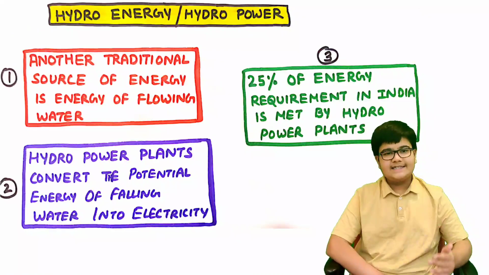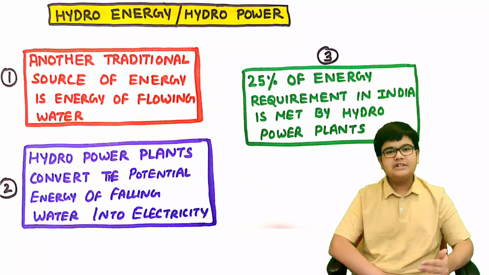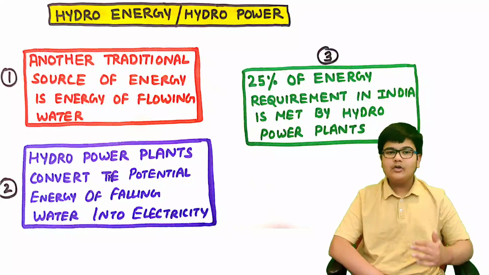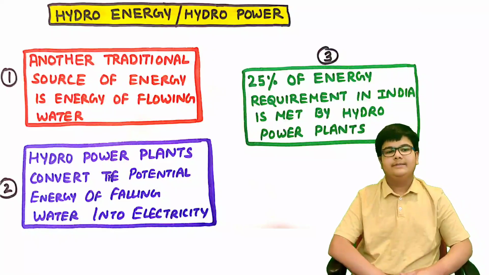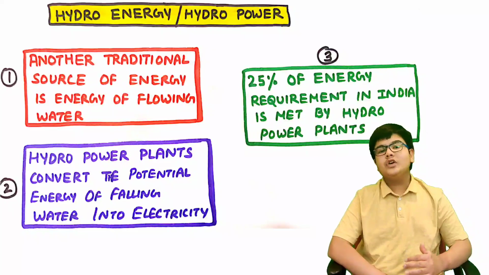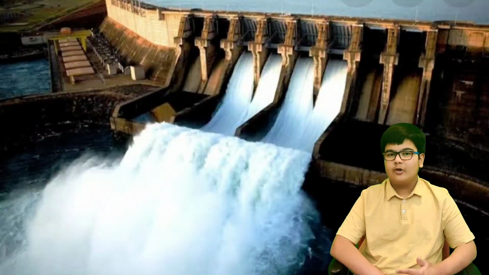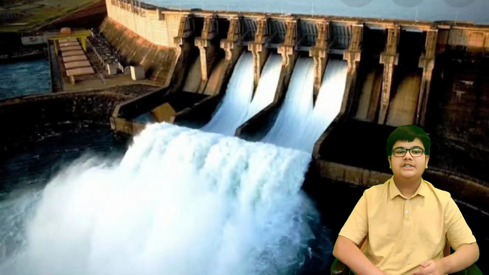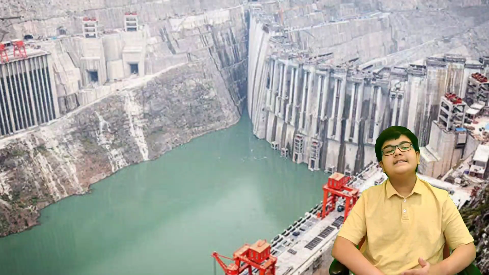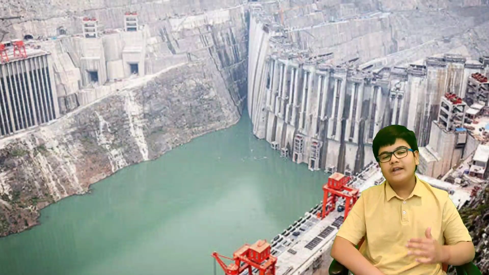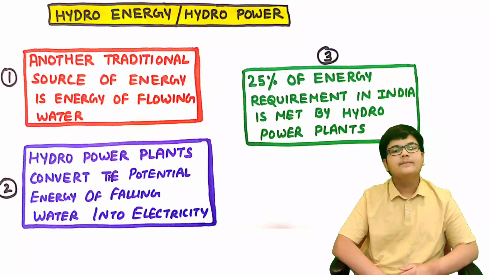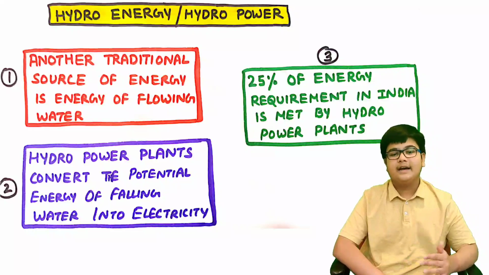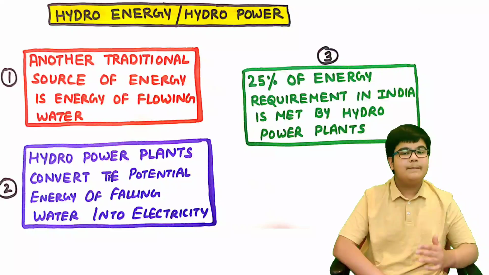Now let's discuss the second conventional source of energy, which is hydro energy or hydropower. Another traditional source of energy is the energy of flowing water, also known as hydro energy. Hydropower plants convert the potential energy of falling water into electricity. 25% of the energy requirement in India is met by hydropower plants.